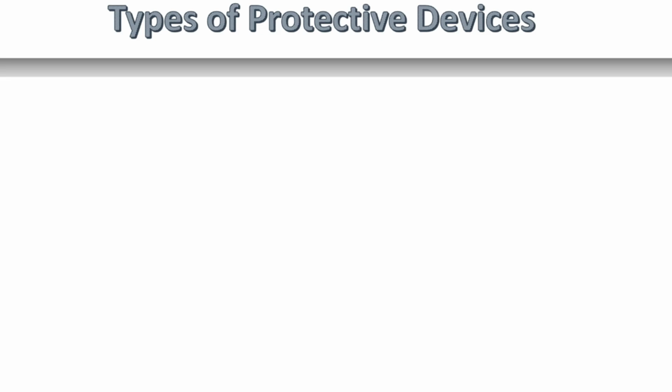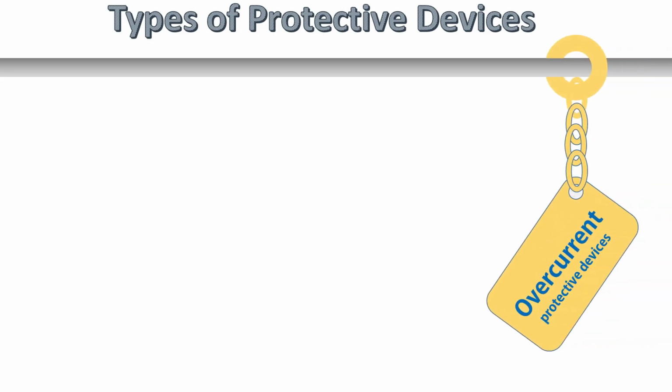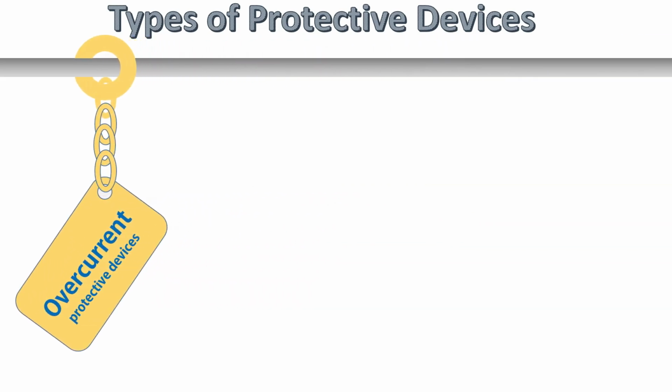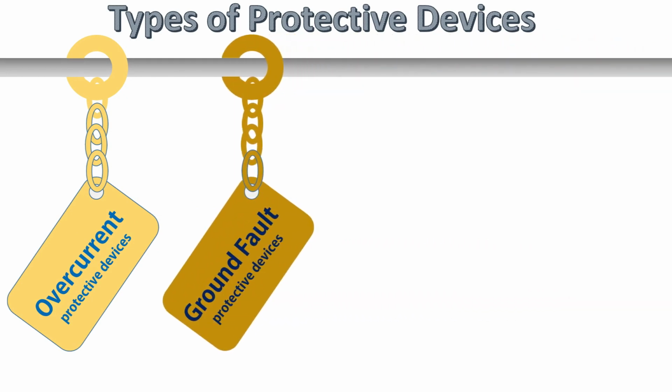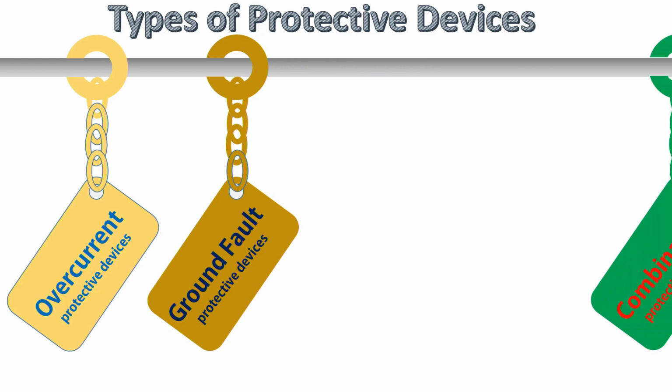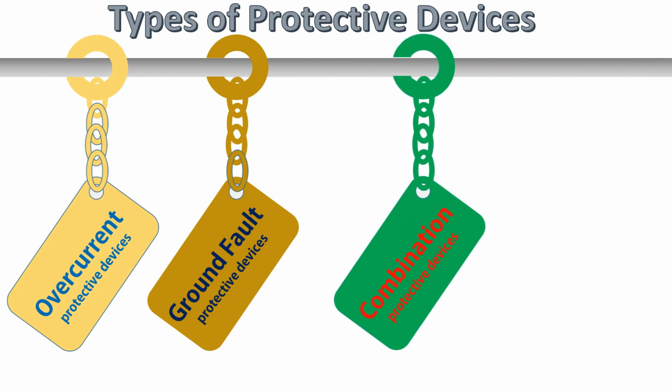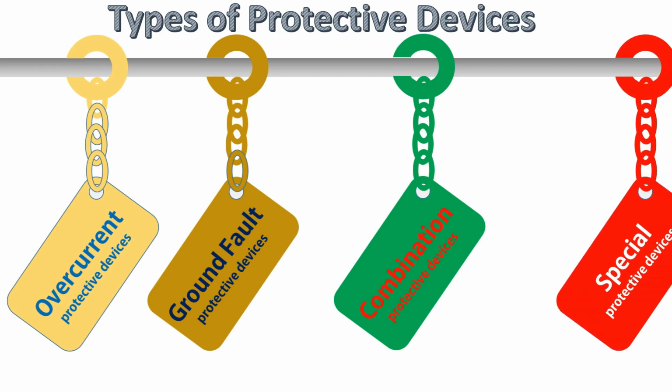Protective devices used in the building services industry can be categorized into 4. The first is the overcurrent protective devices. The second is the ground fault protective devices, while the third is the combination protective devices, which is a combination of the overcurrent and the ground fault protective devices. And the last category is the special protective devices.